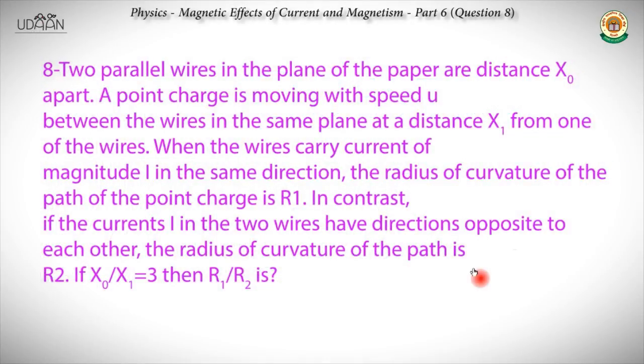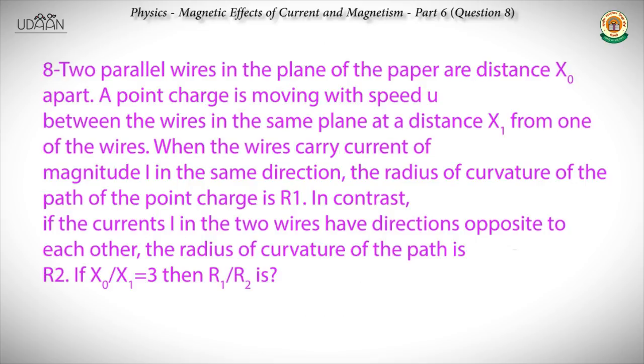We'll start off with question number 8 now. 2 parallel wires in the plane of the paper are a distance x0 apart. A point charge is moving at a speed u between the wires in the same plane at a distance x1 from one of the wires. When the wires carry current of magnitude I in the same direction, the radius of curvature of the path of the point charge is r1. In contrast, if the currents I in the 2 wires have directions opposite to each other, the radius of curvature of the path is r2. If x0 by x1 is equal to 3, then r1 by r2 is what?